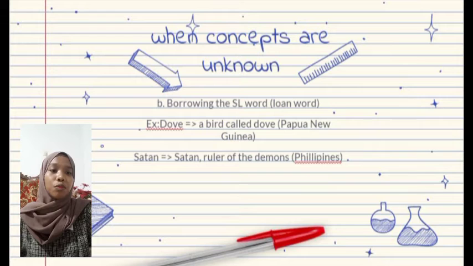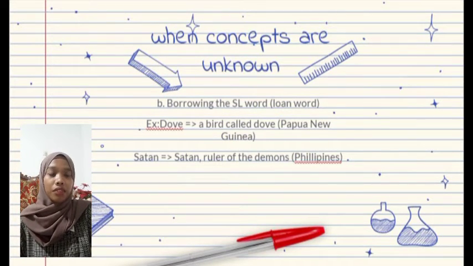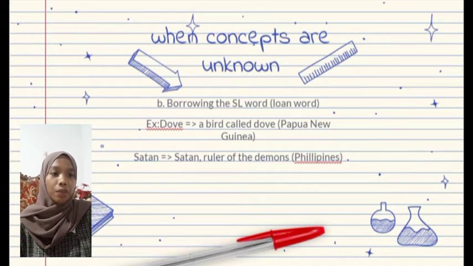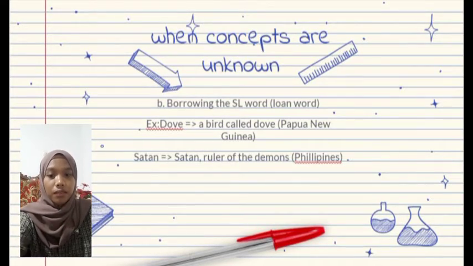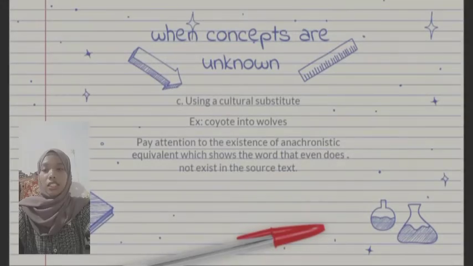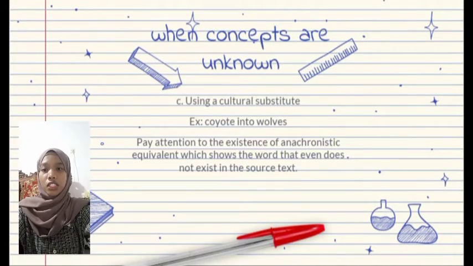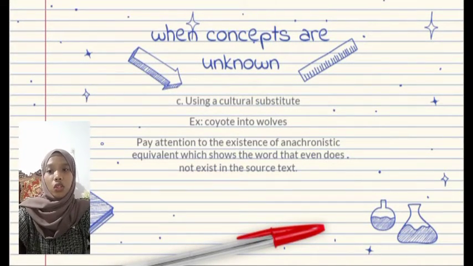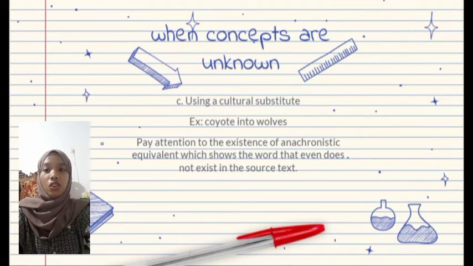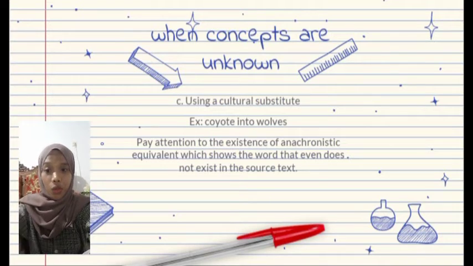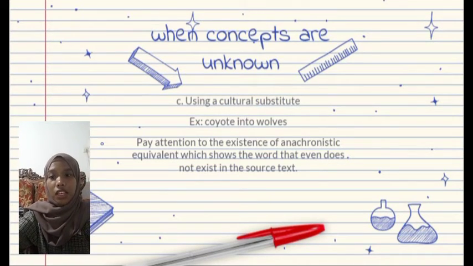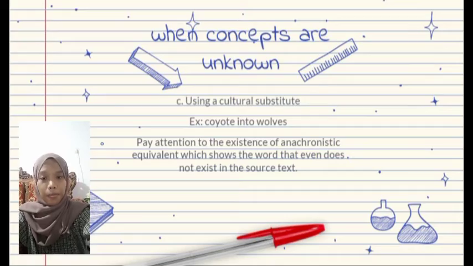And the second part is borrowing the SL word or loan word. For example, dove. Dove is a bird called dove in Papua New Guinea. And then Satan. Satan is ruler of the demons in the Philippines. Then the third is using a cultural substitute. For example, coyote and wolf. Pay attention to the existence of anachronistic equivalents, which show a word that does not even exist in the source text.